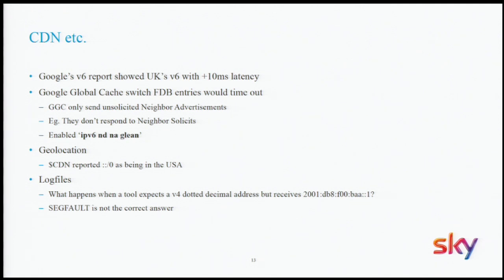And then log files. Not really CDN related, but another ancillary service. What happens when your tool, your script expects to see a v4 dotted decimal notation and then receives something crazy like 2001:db8:blah? What are all these colons? Segfault was obviously not the correct answer.